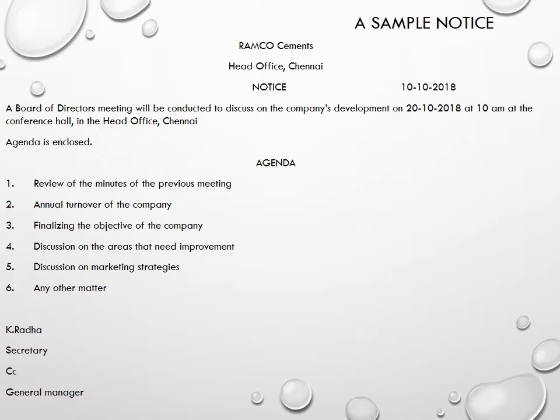For example, renovation of an office could be the first point that comes under any other matter, and the second point could be the need to install a new AC in the office. So you can go for two or three points that need not have a connection between each other, and that could be written under the title any other matter.